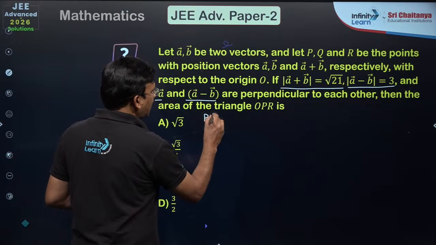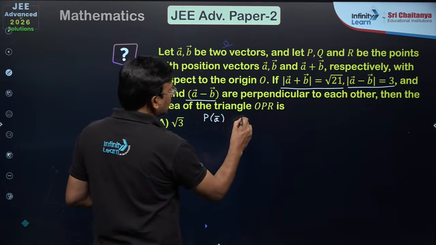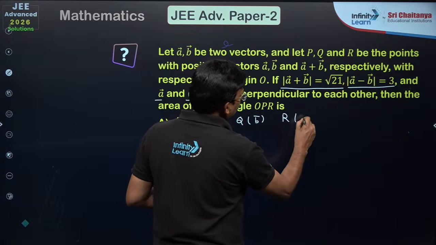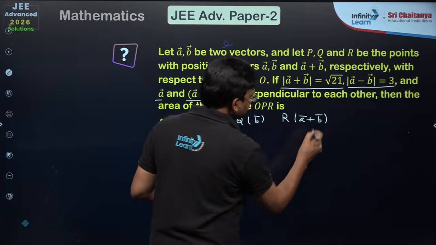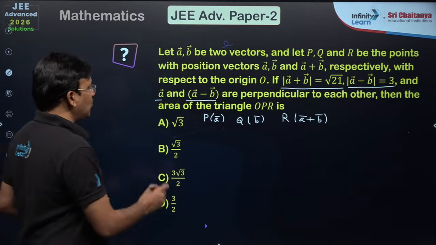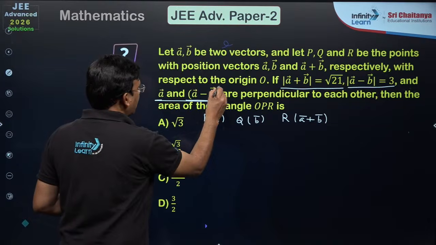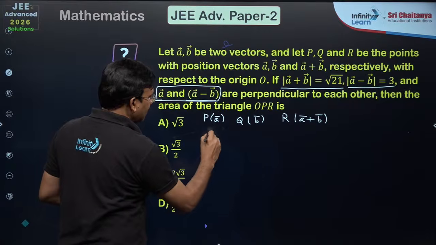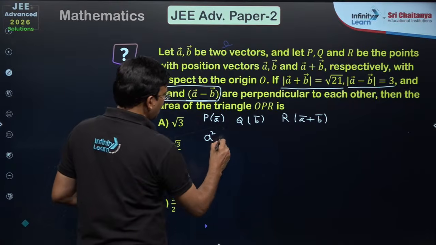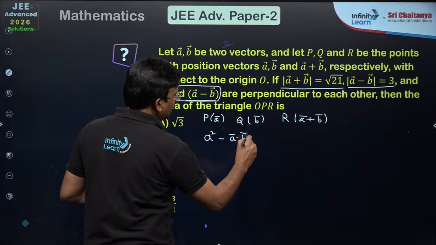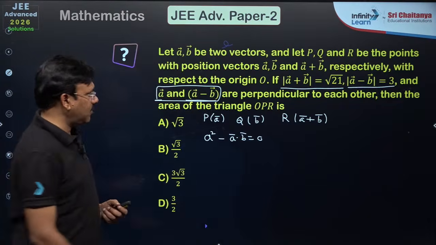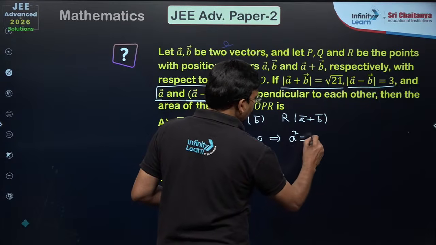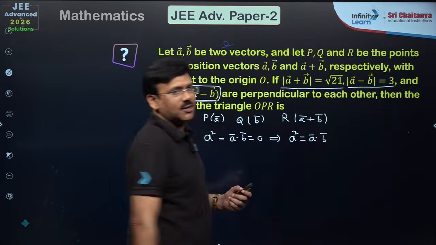Let the point P be A bar and Q be B bar, and as he said, R is nothing but A bar plus B bar. First point to note is these two are perpendicular, so their dot product is 0. A bar dot A bar will become magnitude of A square, minus A dot B, which is going to be 0 because they are perpendicular. So it's very clear that A square is going to be A bar dot B bar.